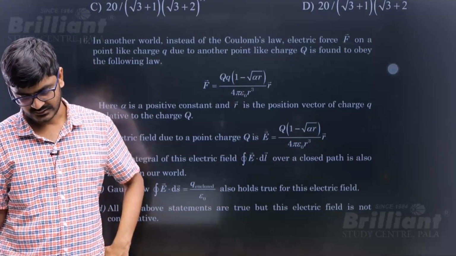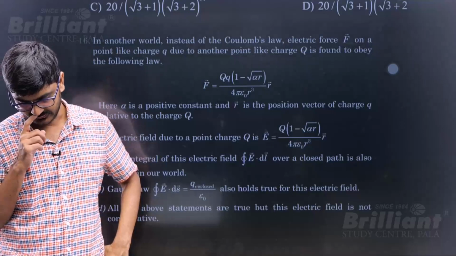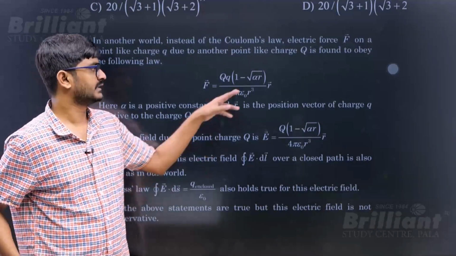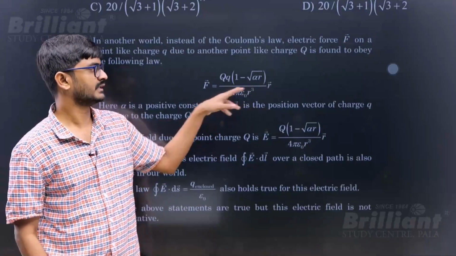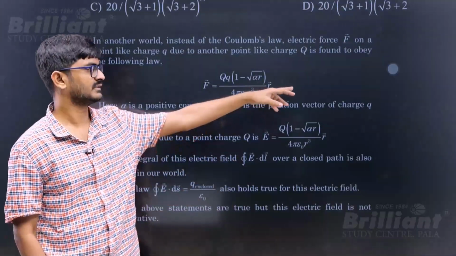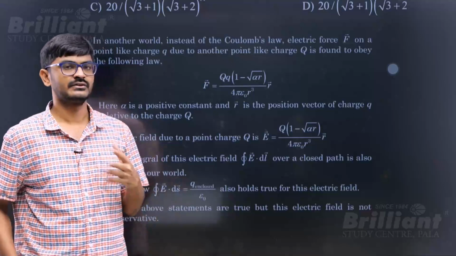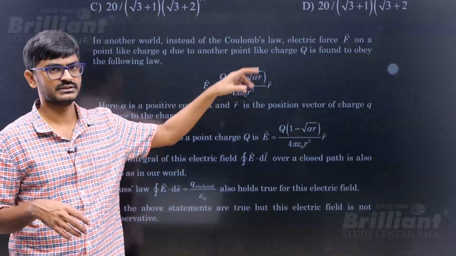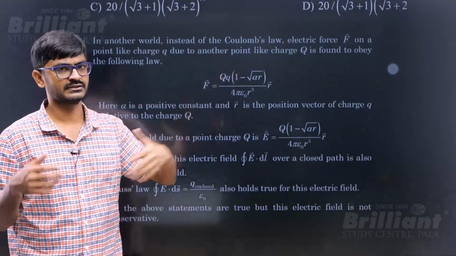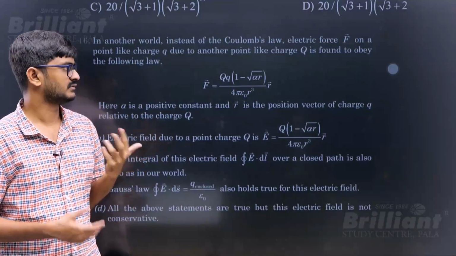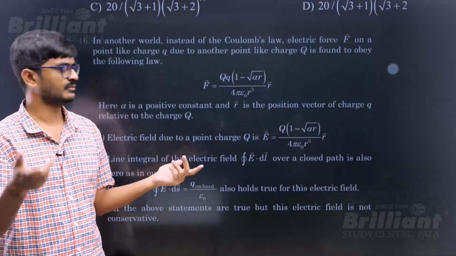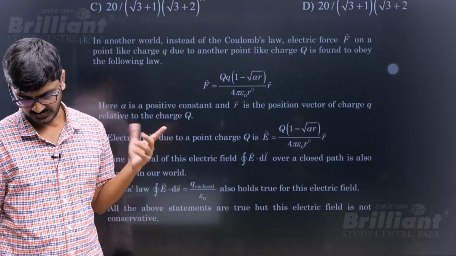Now the line integral of this electric field over a closed path is 0. Line integral in the sense you need to integrate it. You need to calculate the work done, so you need to take the dot product with dr and integrate. You can see that when you integrate, the first term is dependent on R, the second term is also dependent on R. So the integration also depends on R, so it depends only on the initial and final position. Or when you go in a loop, it is going to become 0. So B is also correct.